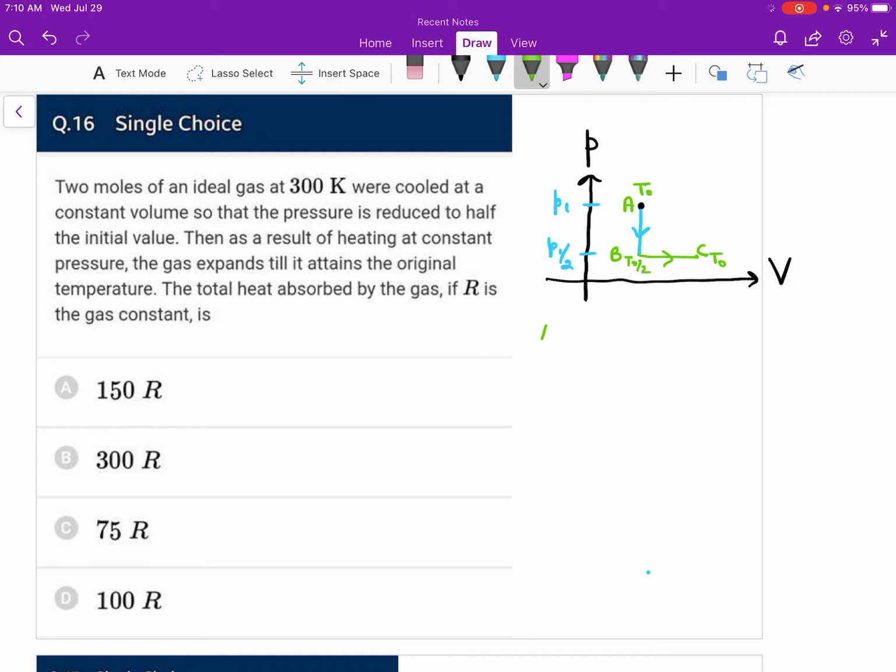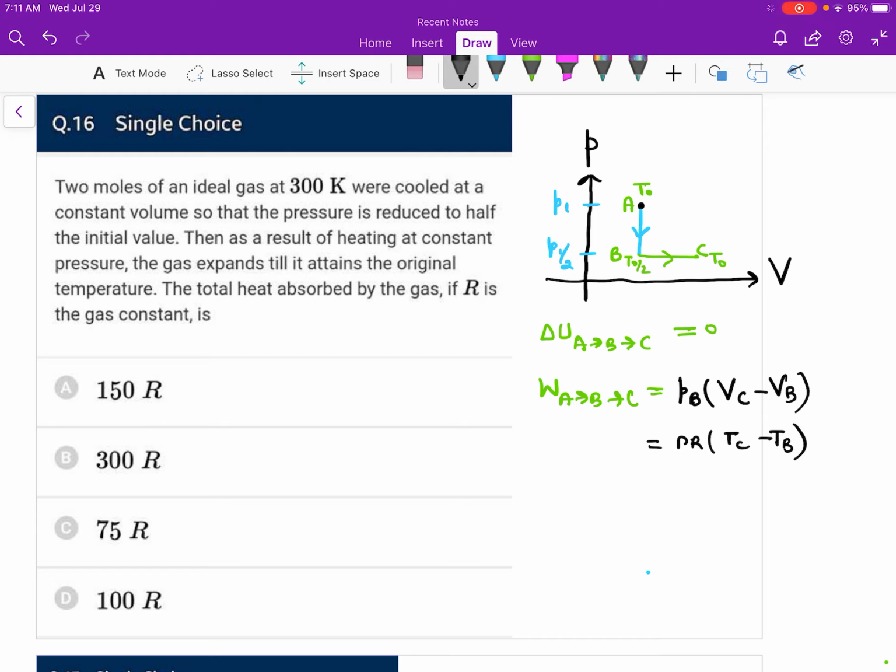Delta U from A to B to C is 0 since initial and final temperatures are the same, and W from A to B to C is P1 by 2 into VC minus VB. That is, W from A to B to C is pressure at B into volume at C minus volume at B, that is nR into temperature at C minus temperature at B.